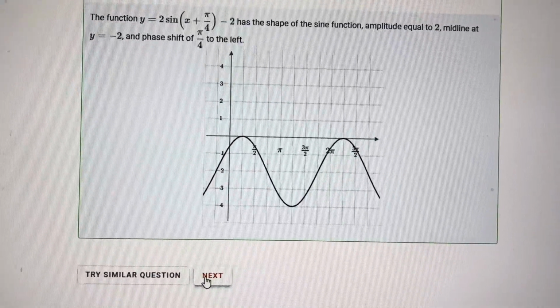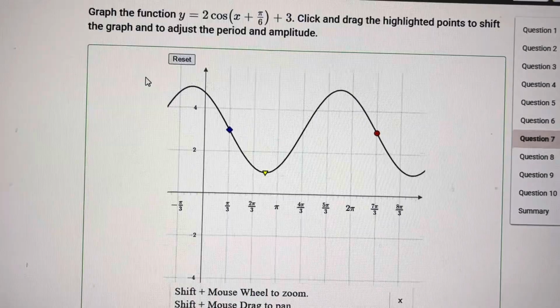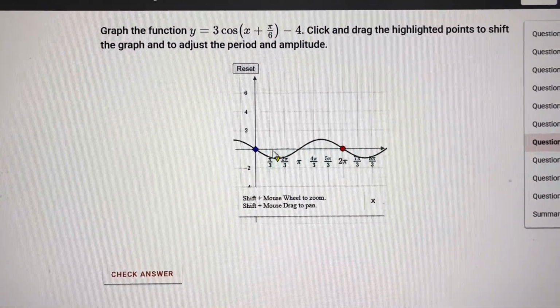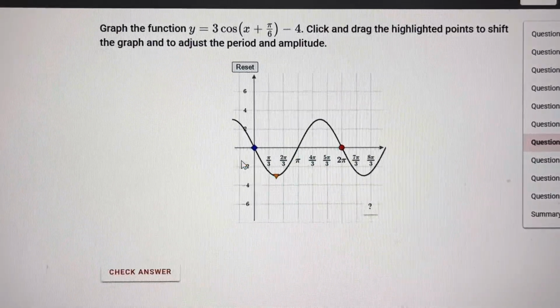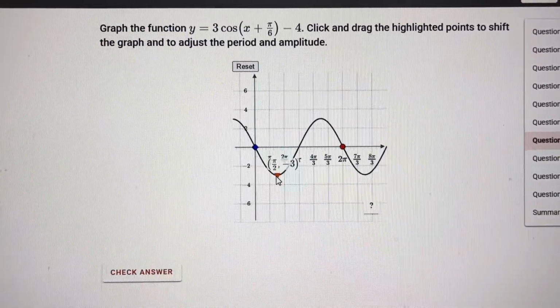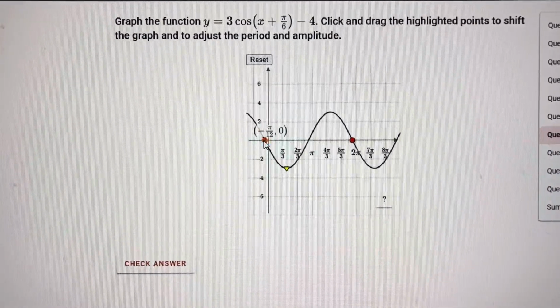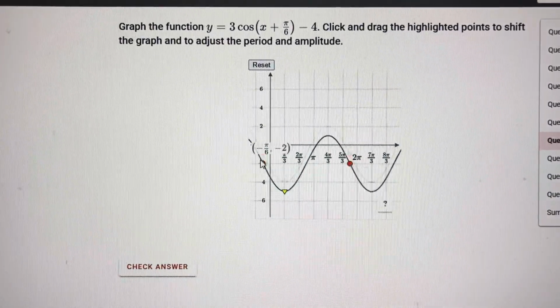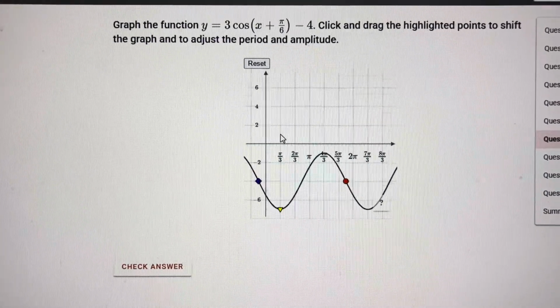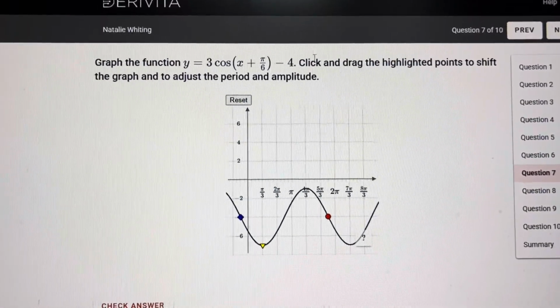Okay. And there you go. Here is 3 cos, so set amplitude to 3. So we get this minus 3 here, and then we're gonna move it left pi 6th to there, and then we're gonna move it down 4. There. Because this pi 6th here moves it left, then that moves it down 4.